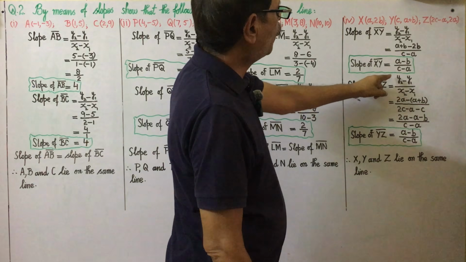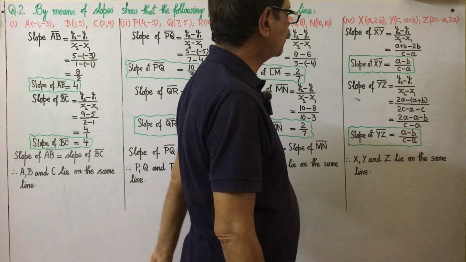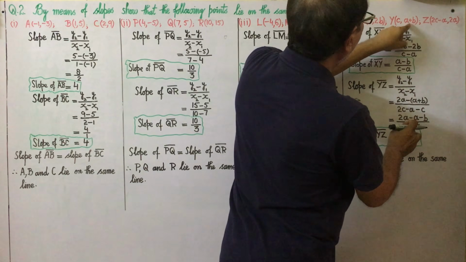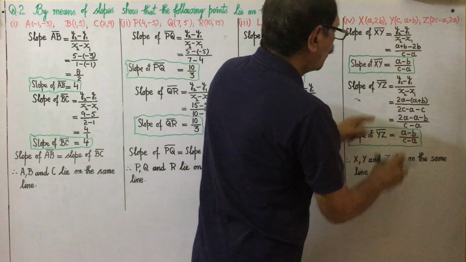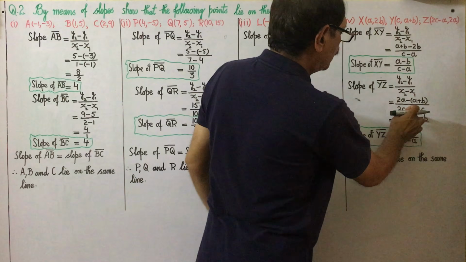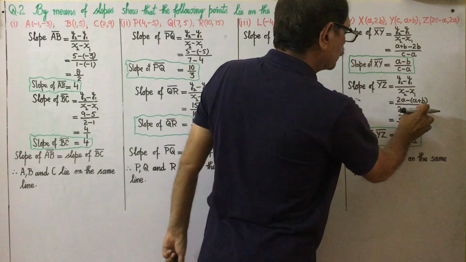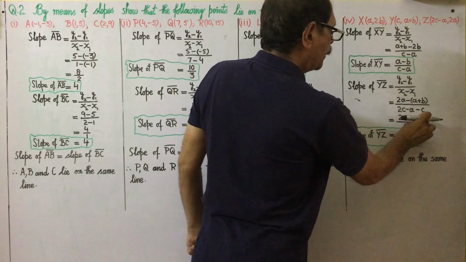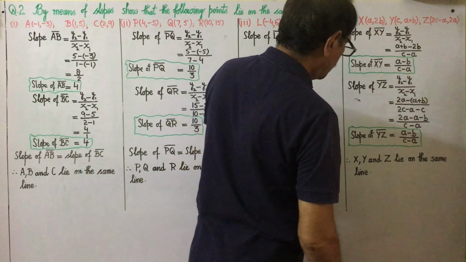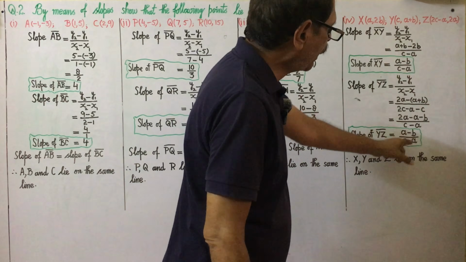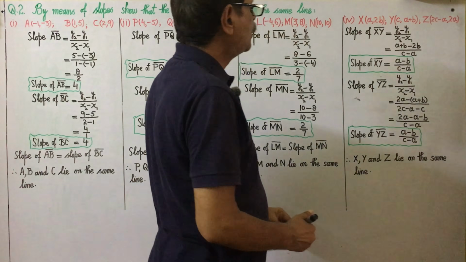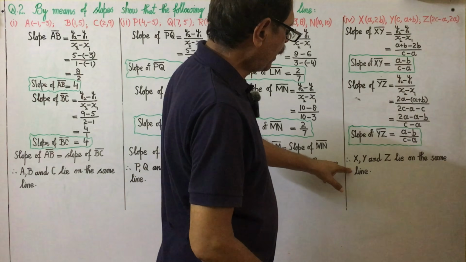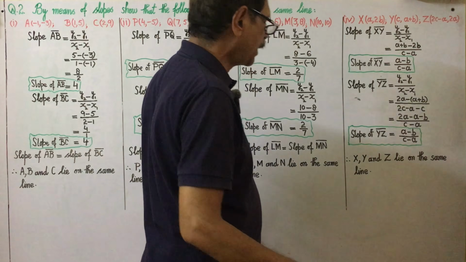Slope of YZ, y2 minus y1 over x2 minus x1. y2 is 2a, minus y1 is a plus b, over x2 is 2c, minus x1 is c. 2a minus a minus b, c minus a. Slope of YZ is equal to a minus b over c minus a. You see, slope of XY is equal to slope of YZ. Therefore, X, Y and Z lie on the same line.